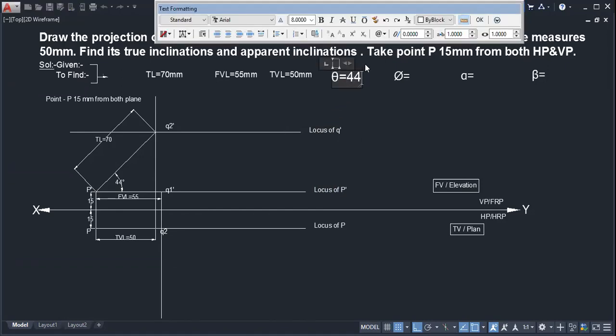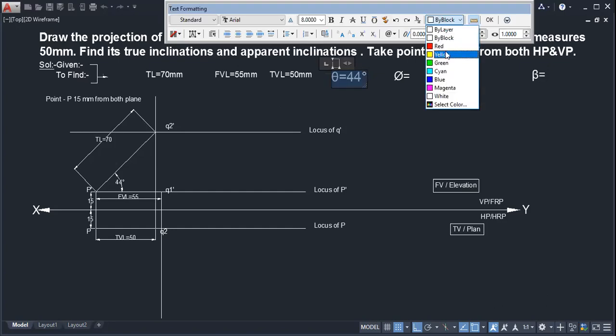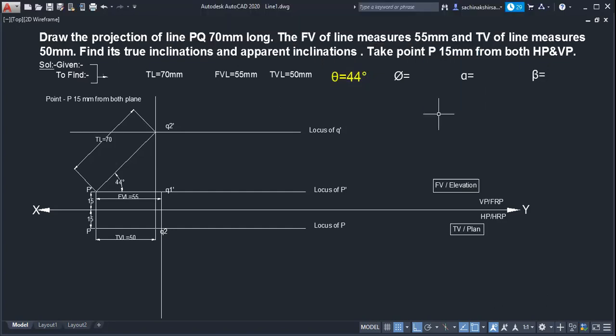44. 44. That angle we got. Similarly, is it possible to get high angle? How can we find high?